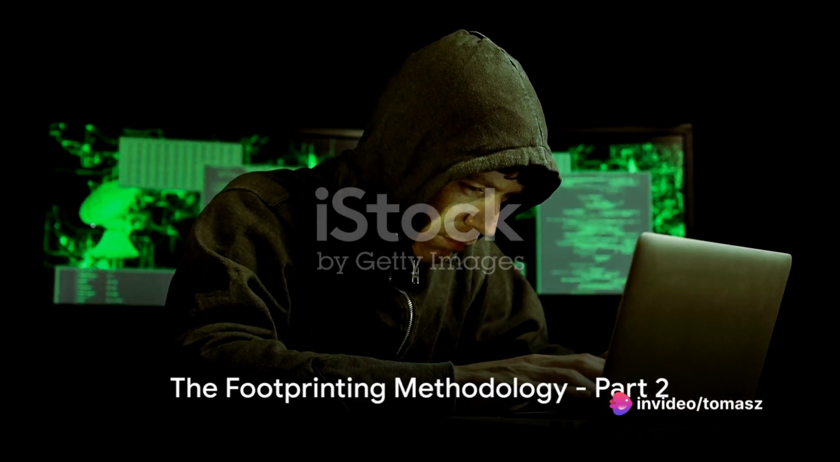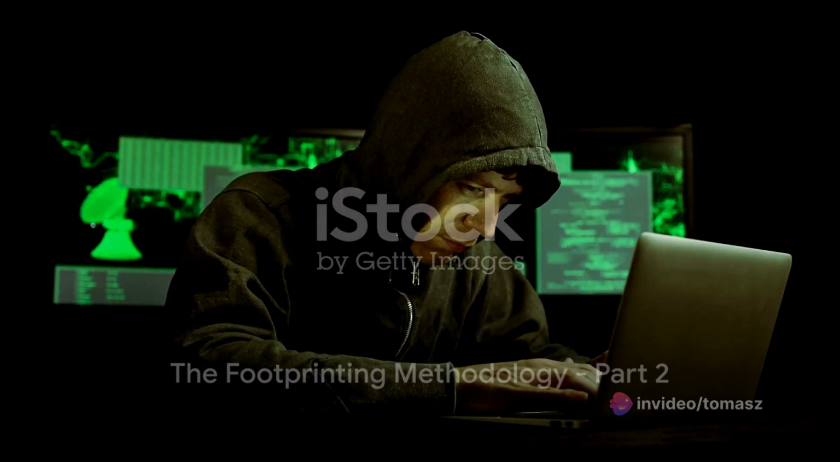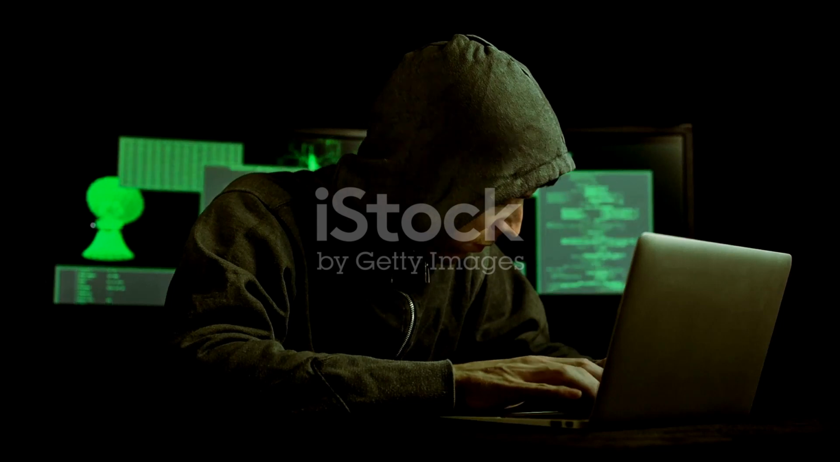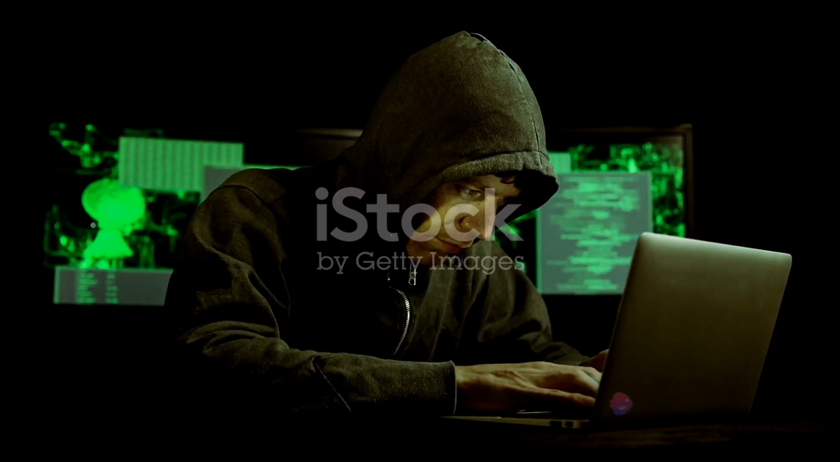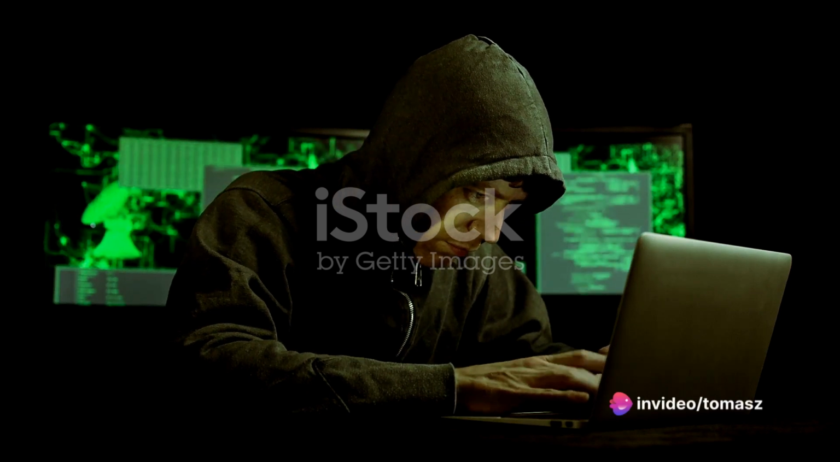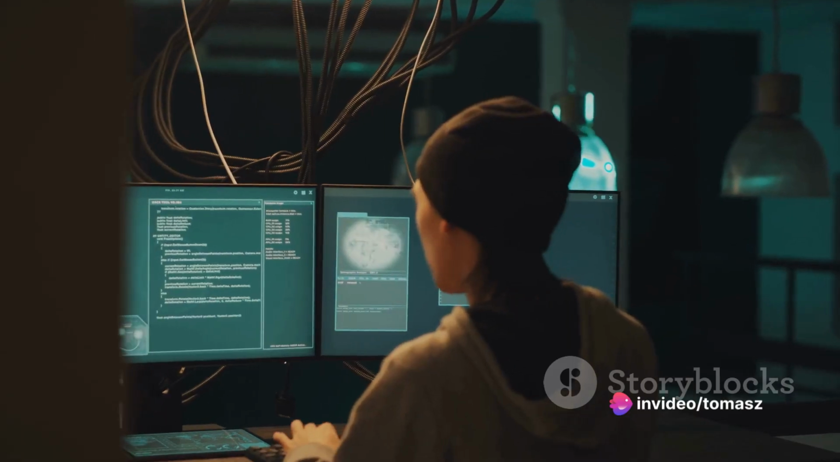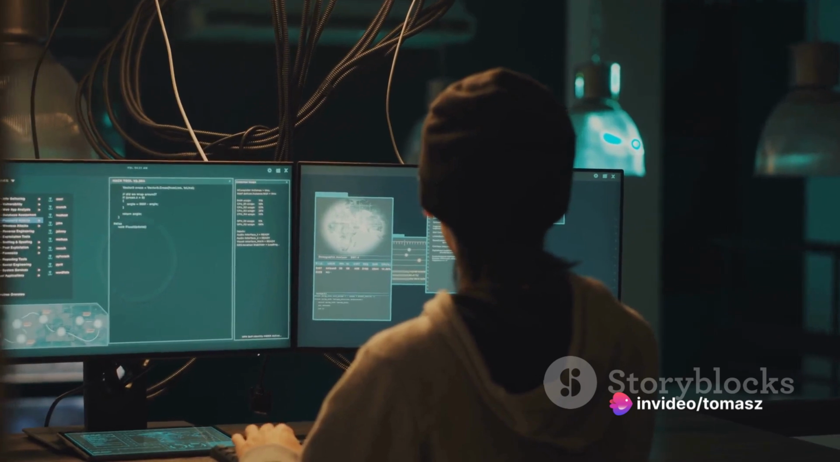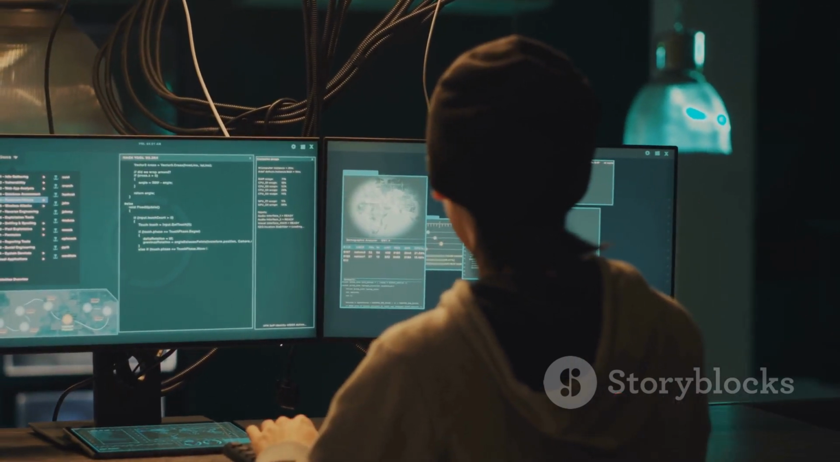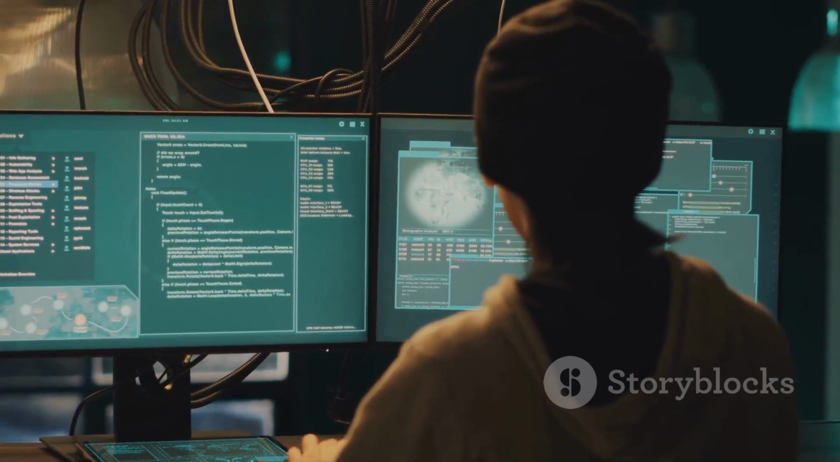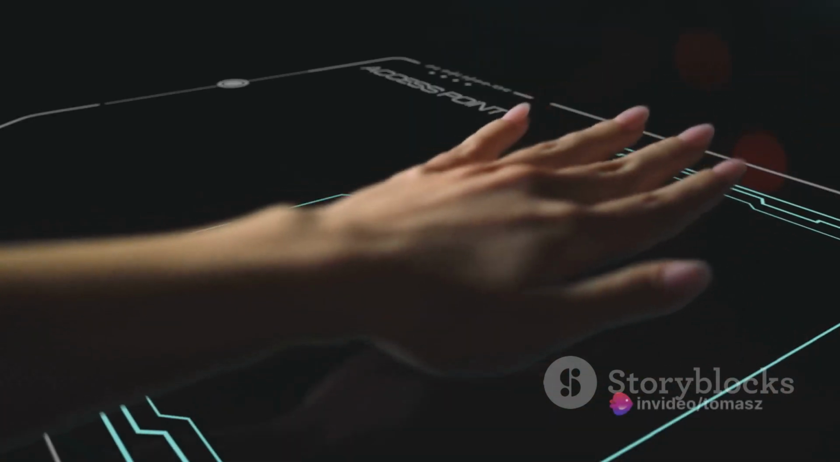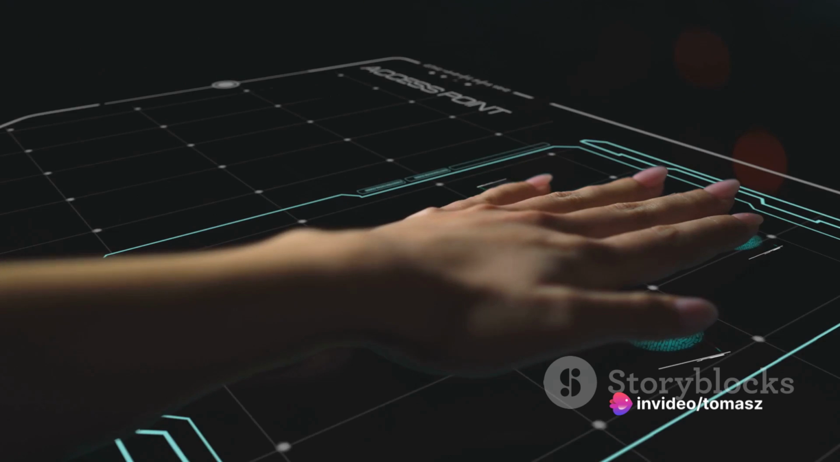Building on the foundation we laid, let's delve deeper into the footprinting methodology. The next steps in this process are as critical as the initial ones, and they involve scanning and operating system fingerprinting. Let's first talk about scanning. Scanning is a broad term in this context, but two main types are critical for footprinting: port scanning and vulnerability scanning. Port scanning is like a burglar checking for unlocked doors in a building.